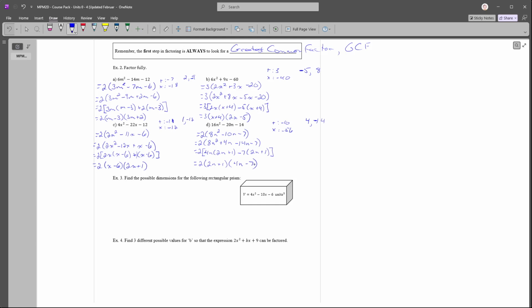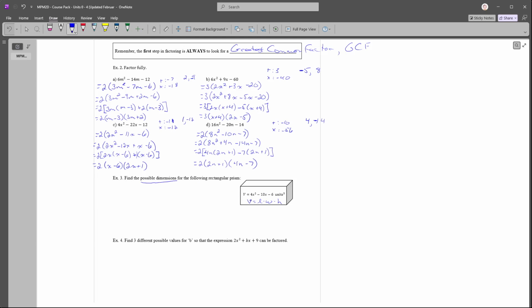There we go. All right, so now we're going to do a callback to a couple previous lessons to solve a couple application problems here. We know that the volume of this shape is specified by the expression 4x squared minus 10x minus 6. What we want to do is find the possible dimensions of this rectangular prism. We also know that the volume of a rectangular prism is equal to length times width times height. So those 3 multiplied values we're going to use when we're done.